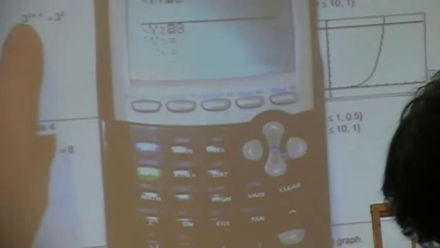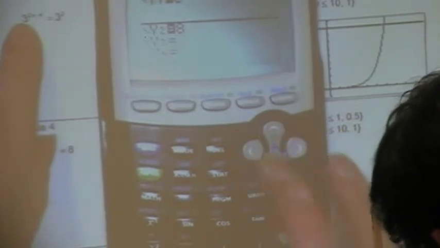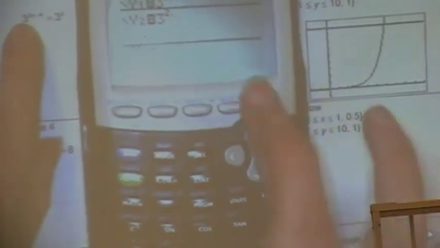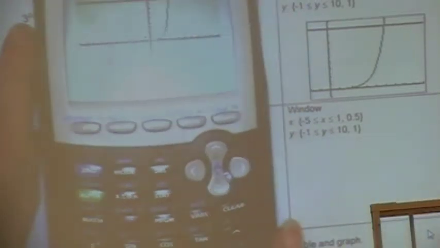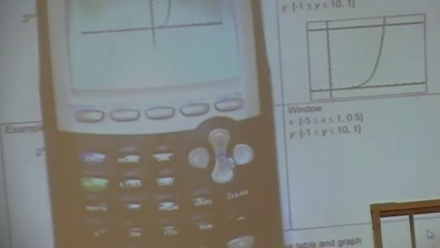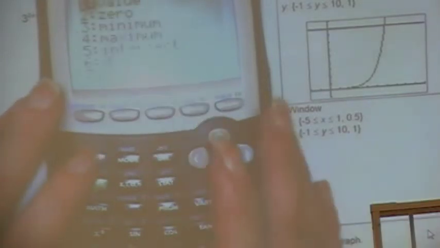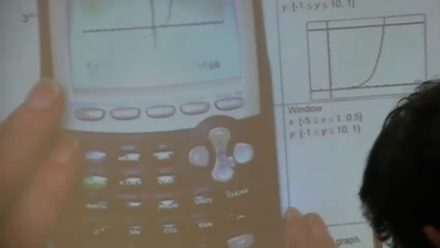You put the left-hand side in y1, so I'm going to put 3 to the 2x minus 4 in y1. And then I'm going to put 3 squared in y2. And then I'm just going to hit graph. And there's the graph. So now you guys tell me, where is the answer to this problem? At the intersection. So all you have to do is second trace 5 to find the intersection.